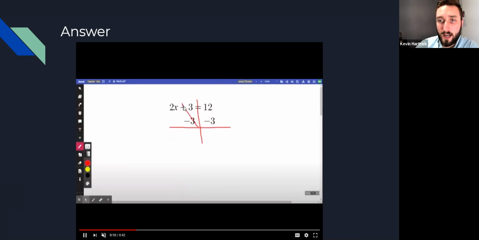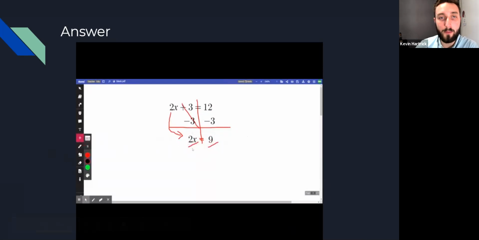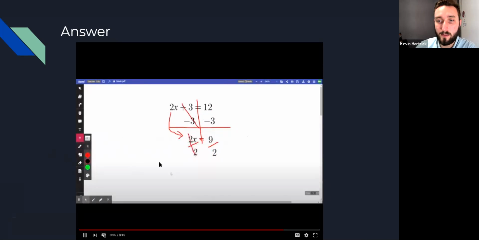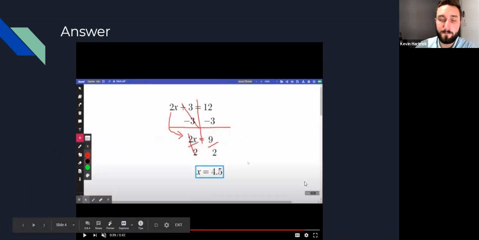Remember, if we're trying to get rid of a plus 3, we have to do the opposite to both sides, which would be subtracting 3. So in this correct answer, subtracting 3 happens on both sides. The 2x comes down, and now we have a 9 instead of a 15. Then when we finish this out, again, we're dividing by 2 because that's the opposite of multiplying by 2. I do that to both sides to make sure my equation is balanced. And I get that x equals 4.5.